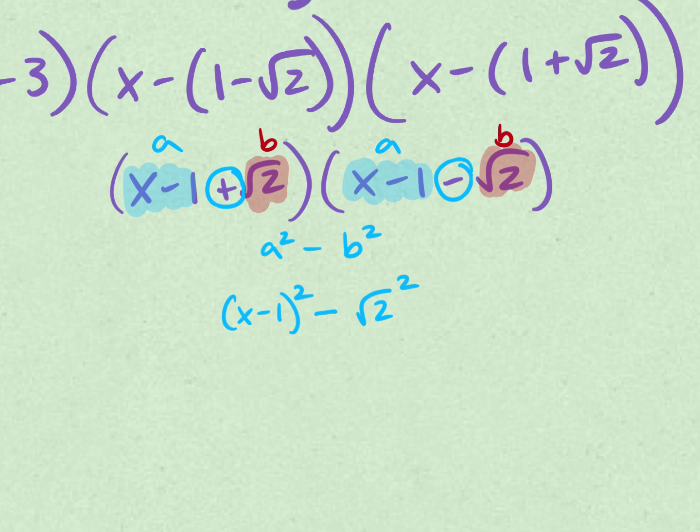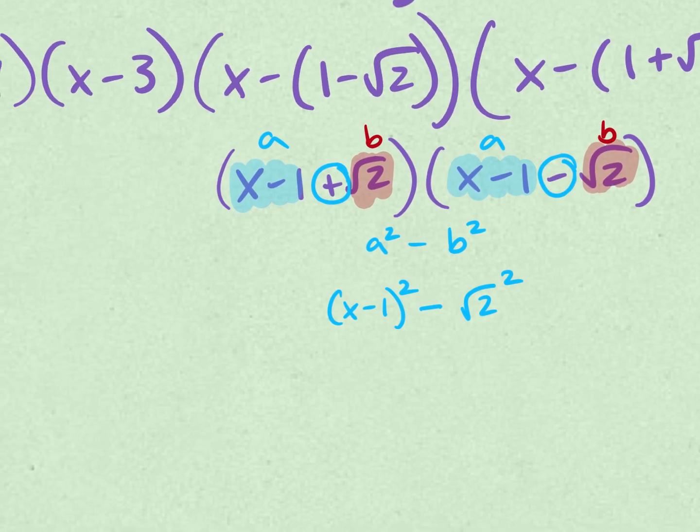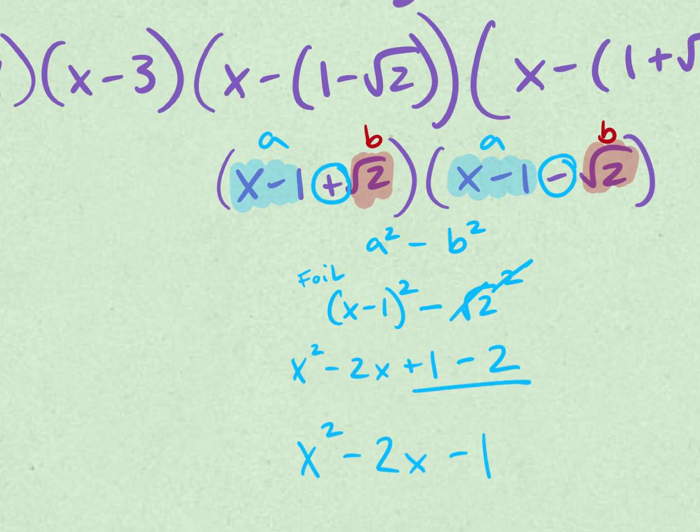So we've got a little bit more work to do when we do our conjugate shortcut here, because we have x minus 1 squared, so we have to FOIL this. So we get x squared minus 2x plus 1, and square root 2 squared would just be minus 2. Everybody with me so far? So we get x squared minus 2x minus 1 when we combine our like terms.